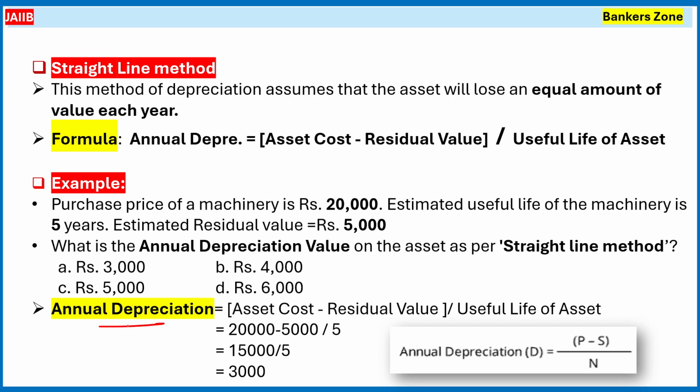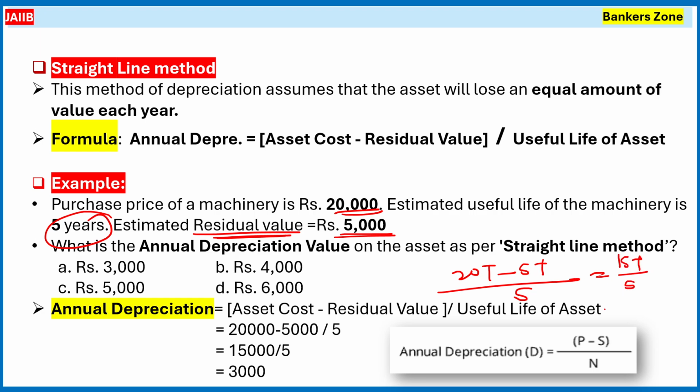Now see, we have the formula. What is the formula? Asset cost minus residual value divided by the useful life of the asset. Okay, what is the cost? It was purchased at 20,000. So 20,000 minus the residual value, also called the salvage value or scrap value, which is 5,000, divided by the number of years. It will be used for 5 years. Okay. So 20,000 minus 5,000 upon 5, it will be 15,000 divided by 5. It will be 3,000. So 3,000 is the depreciation per year. Okay. So what is the per year depreciation? Per year depreciation is 3,000.